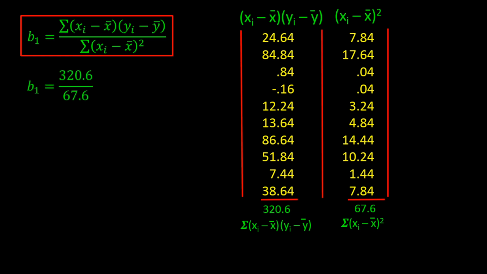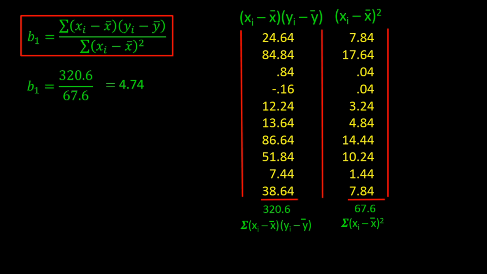Putting this all together, we get the slope equals 320.6, and we get that from here. And then we divide that by 67.6, which we get from the sum of this column. And now we divide and we get 4.74.